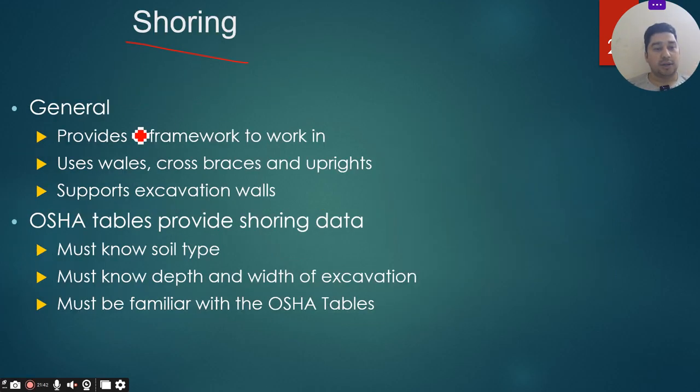Then we have the shoring. Shoring, the general requirement, provides a framework to work in. Then use walls, cross braces, and uprights, and it supports the excavation walls. So OSHA tables provide shoring data. You must know the soil type before using any shoring. Then you must know the depth and the width of the excavation, and must be familiar with the OSHA tables. So that is the requirement for the shoring.